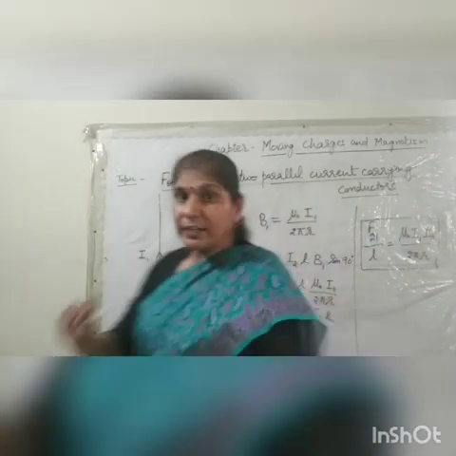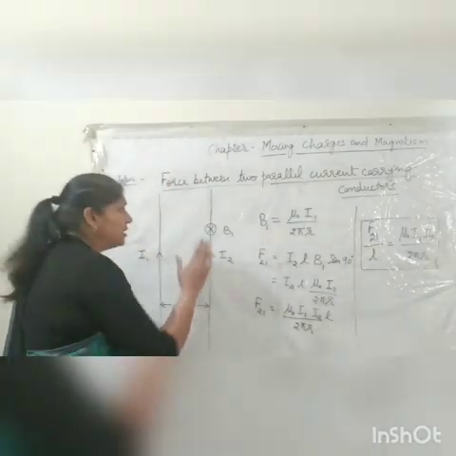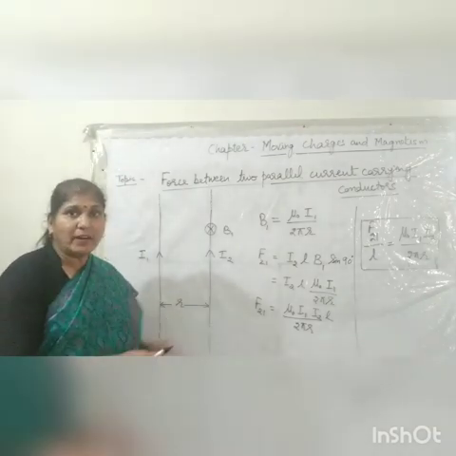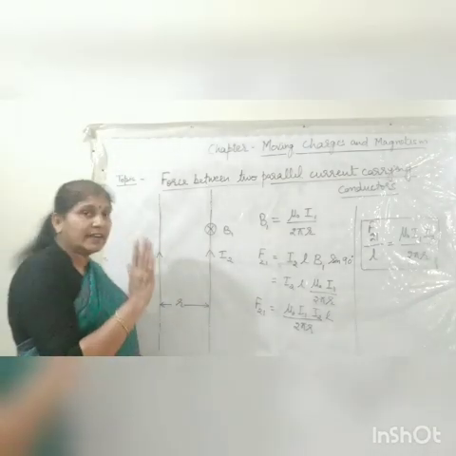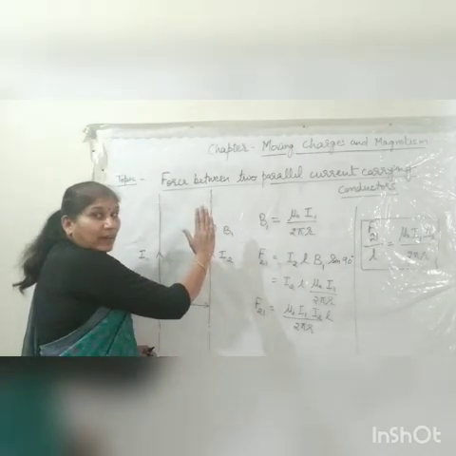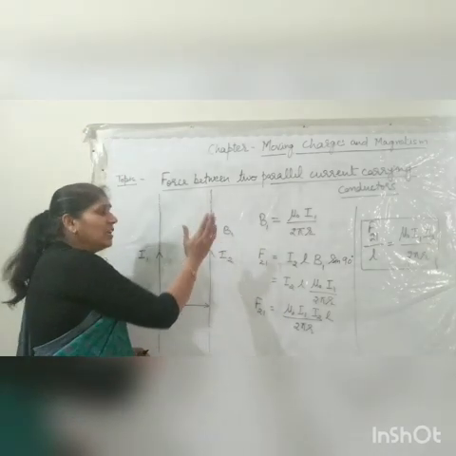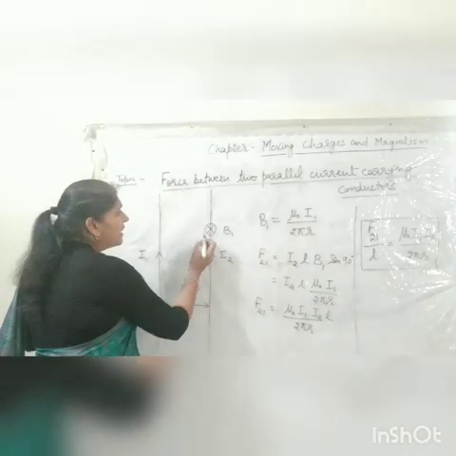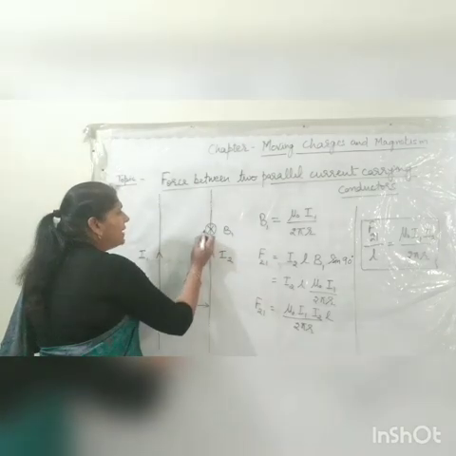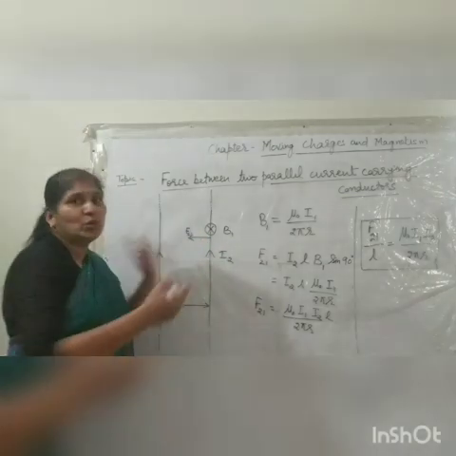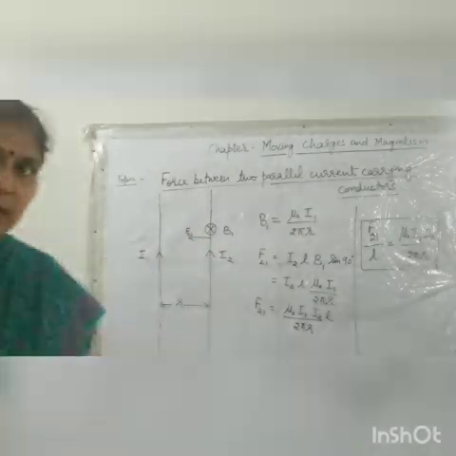And what will be the direction of this force? Because magnetic field B1 is inward and current in the conductor is upward, if we take the right hand palm rule, we find L is in the upward direction and the magnetic field is inward. So the thumb represents the direction of force on this conductor. It means a force F21 will be applied towards conductor 1.